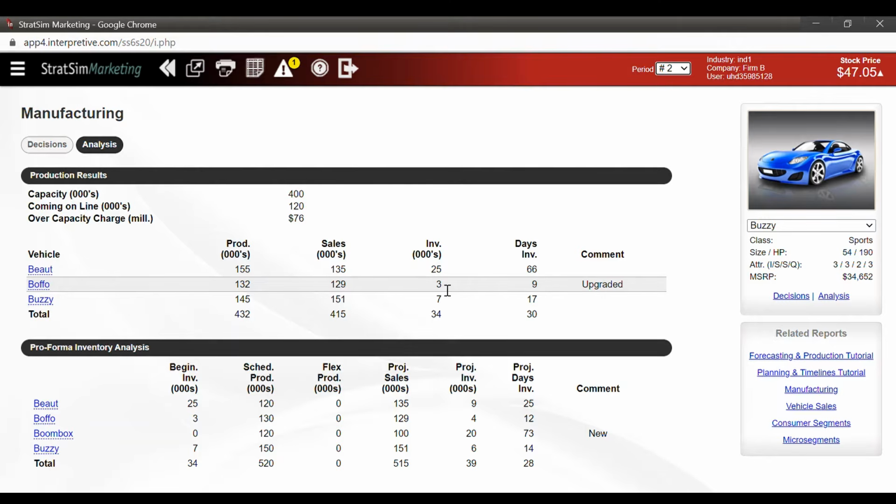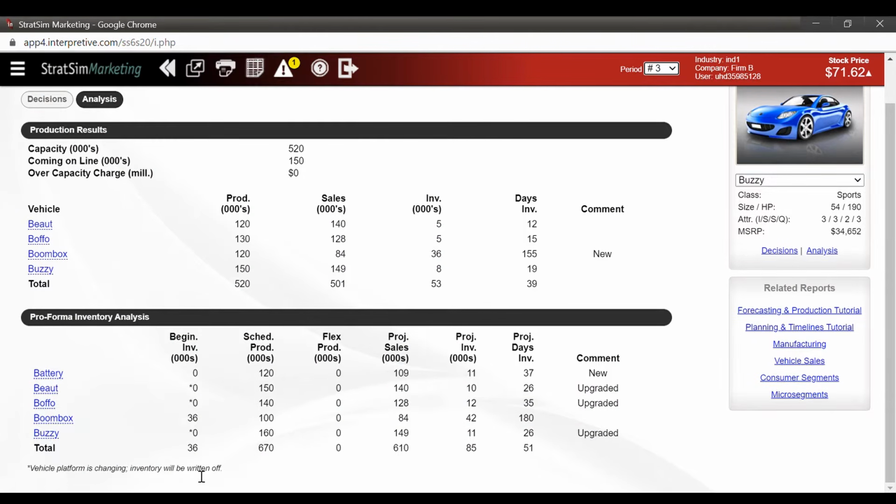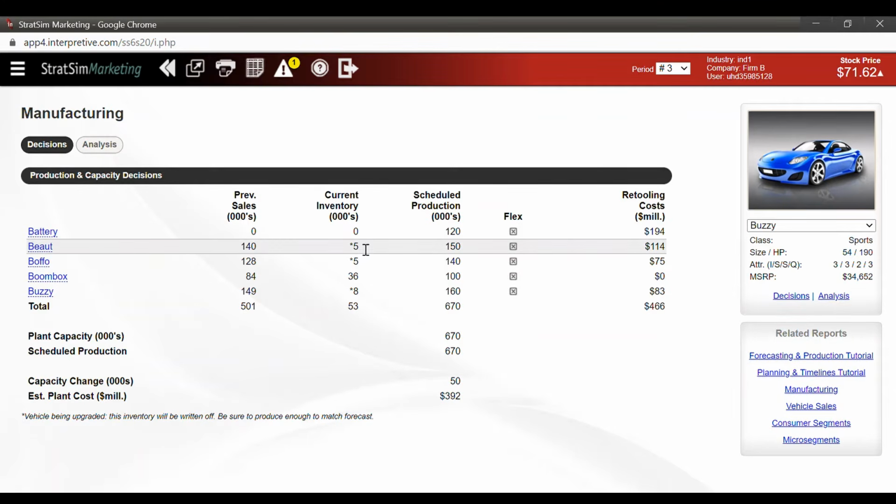So the less inventory the better, especially when you want to do an upgrade, whether it's a minor upgrade, major upgrade, or a cost reduction. The less vehicles you have, the less vehicles will be written off. See this little star here? Vehicle platform is changing. Inventory will be written off. So that's very important. Take a look at your comments here. Vehicles being upgraded. This inventory will be written off. Be sure to produce enough to match forecast.